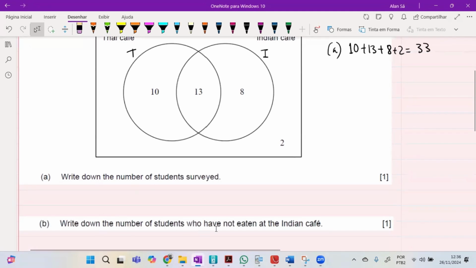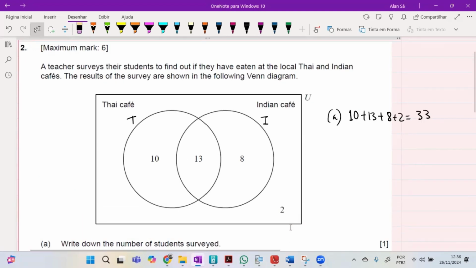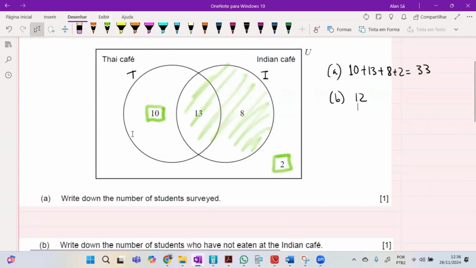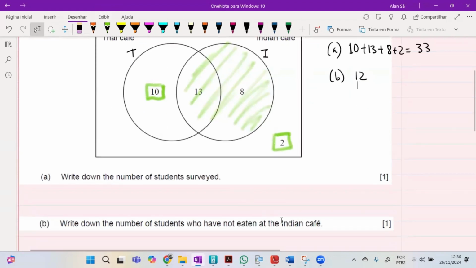Write down the number of students who have not eaten in the Indian cafe. The students that have eaten in the Indian cafe are inside this circle. So those that did not eat at the Indian cafe is a total of 12. So letter B, 12 is the number of students that have not eaten in the Indian cafe.